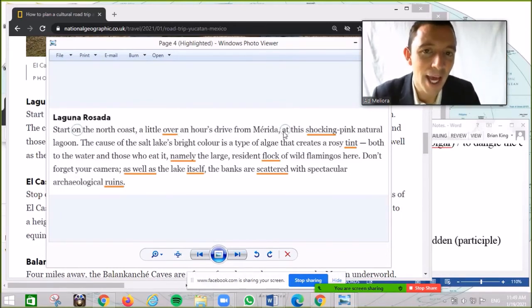At is for location. So the preposition in English, at, is specifically for a location. I will meet you at the cafe. I will meet you at the cinema. So at is specific location, and here it's at the lagoon.